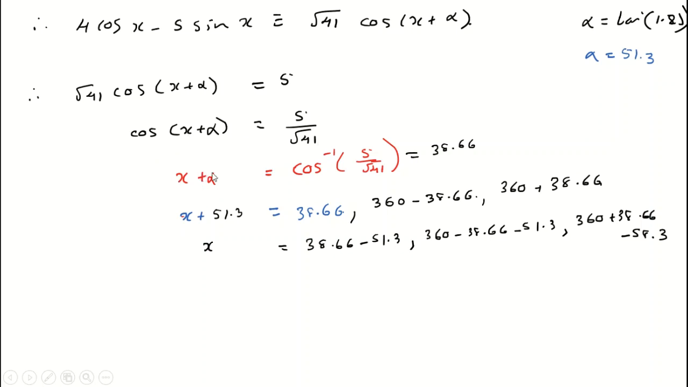X plus alpha is equal to cos inverse 5 over root 41. This is 38.66. Right? So x plus alpha is equal to 38.66, 360 minus 38.66 and 360 plus 38.66, since this alpha is greater than 38, I took 360 plus also. So x is equal to this one and this one. This solution will not be there because it will become a negative.